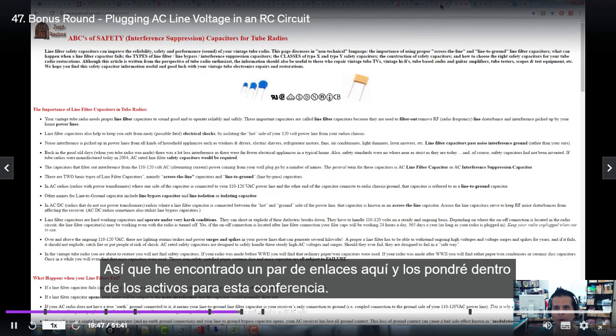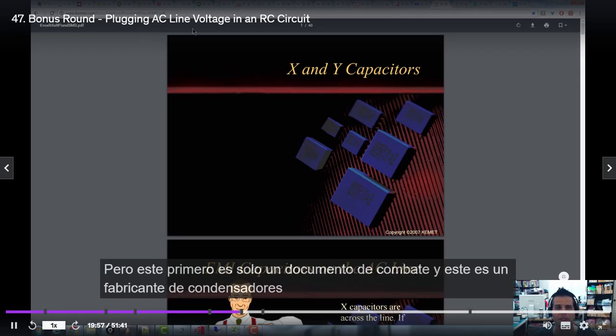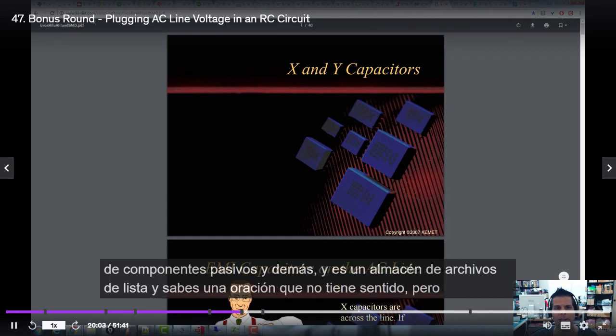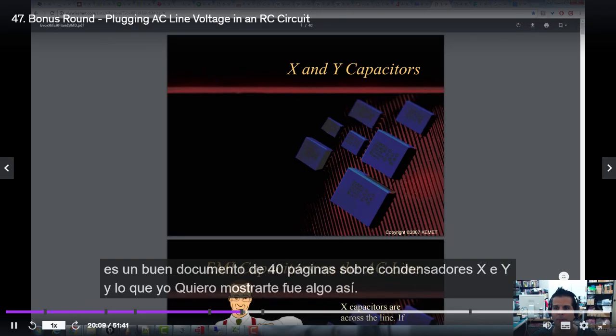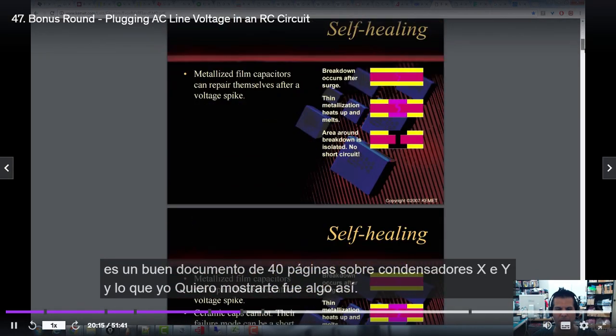I've found a couple links here, and I'll put these inside the assets for this lecture. The first one is just a document from Comet, a manufacturer of passive components, capacitors, and whatnot. It's a nice document, 40 pages about X and Y capacitors. And what I wanted to show you was this.